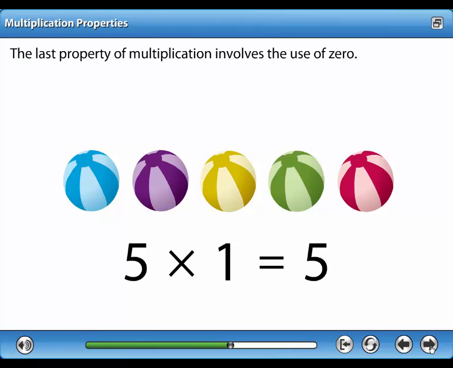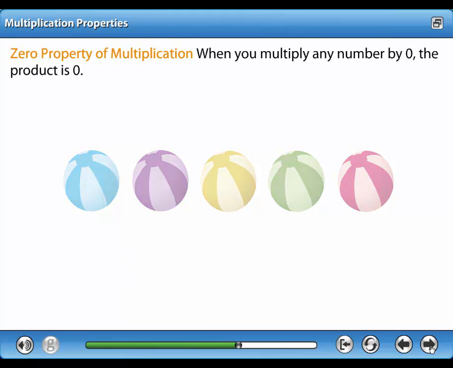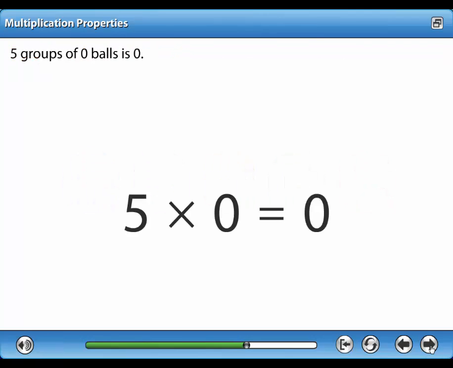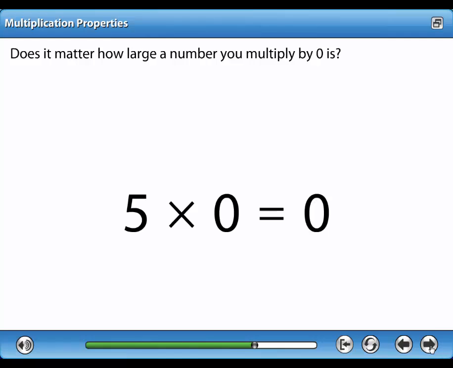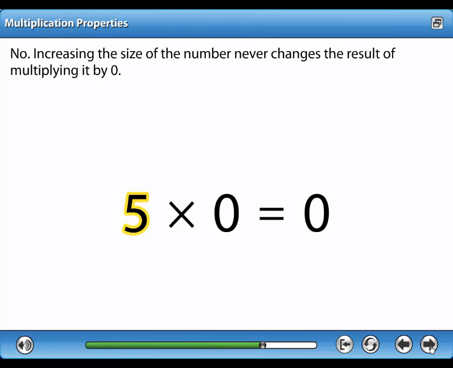The last property of multiplication involves the use of 0. Zero property of multiplication. When you multiply any number by 0, the product is 0. 5 groups of 0 balls is 0. Does it matter how large a number you multiply by 0 is? No. Increasing the size of the number never changes the result of multiplying it by 0.